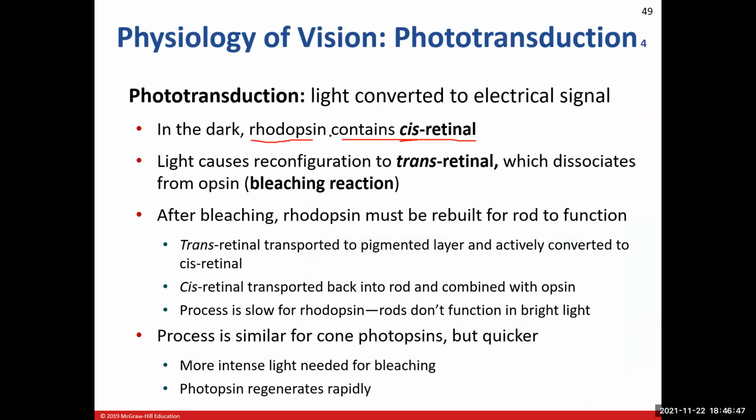Once light hits it, it changes and it causes it to straighten out into that transretinal configuration. And we call this the bleaching reaction. So the problem is, because of the bleaching reaction, we have to reconstruct that molecule. Because remember what I said, the retinal has dissociated off of the opsin protein. So we've got to put it back together to get that photopigment to work again, right?